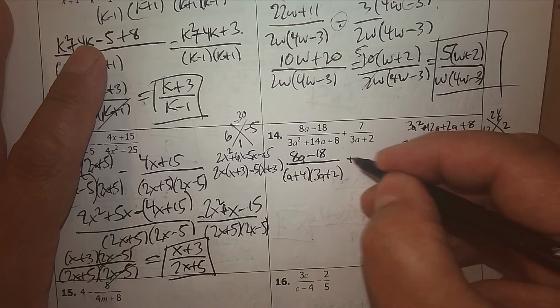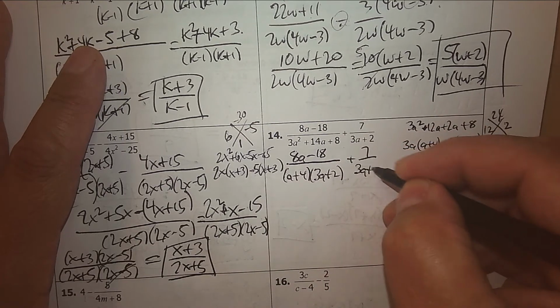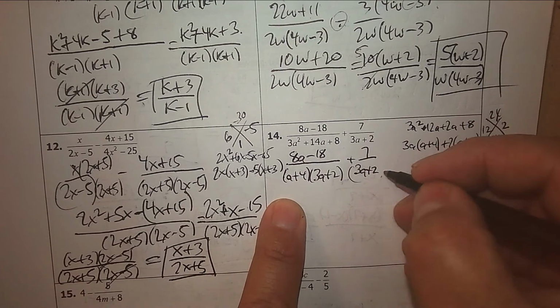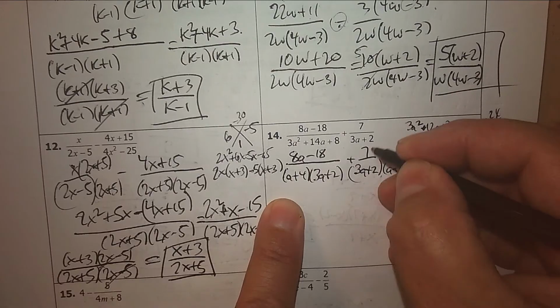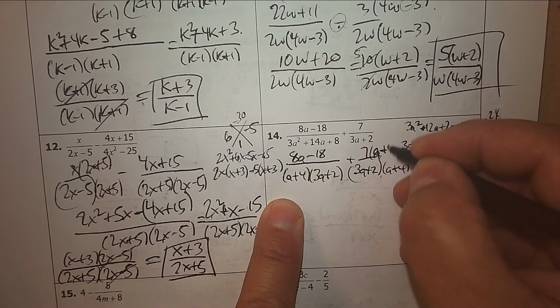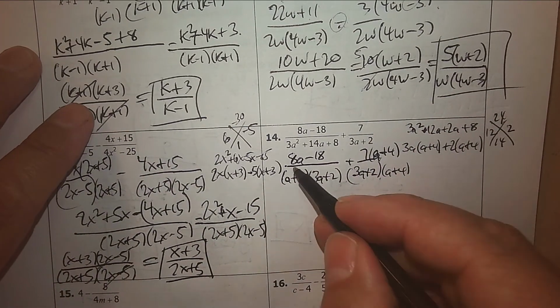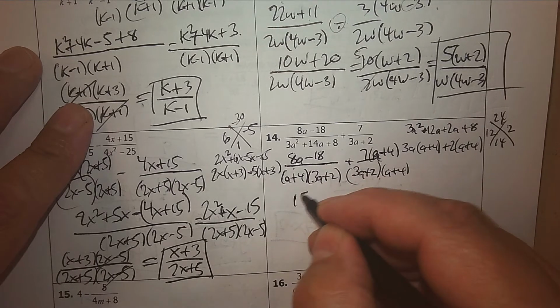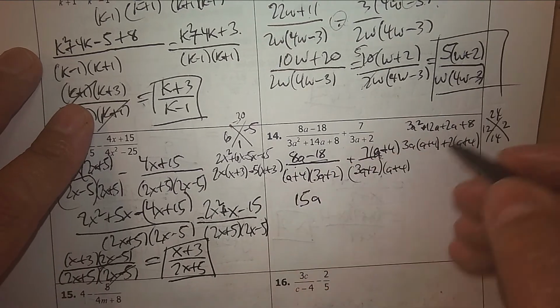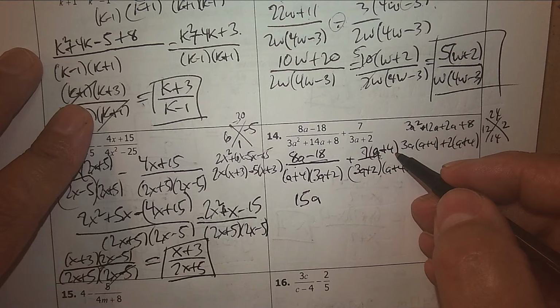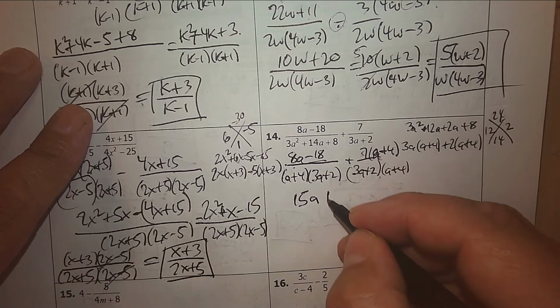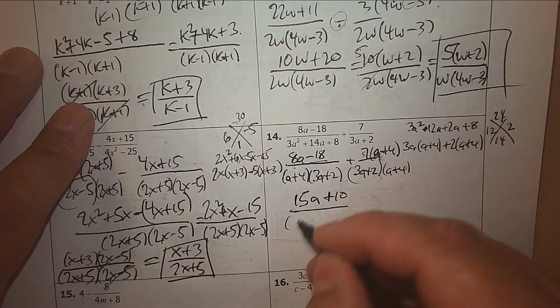Here I have 7 and 3a plus 2. So what it needs that it doesn't have is an a plus 4, top and bottom. Now the denominators are the same. So 8a plus 7a is 15a. Negative 18. 7 times 4 is 28. So 28 take away 18 is 10. Same denominator.